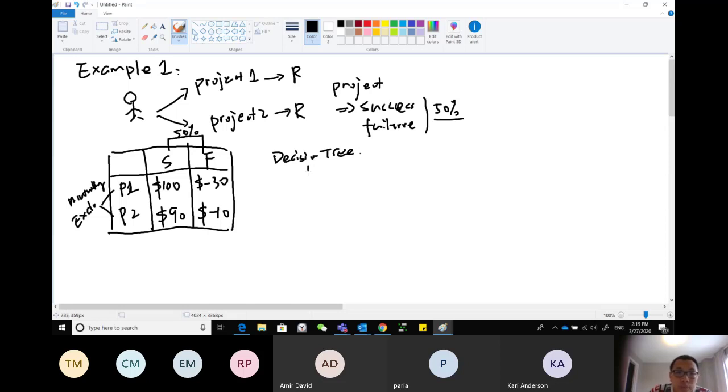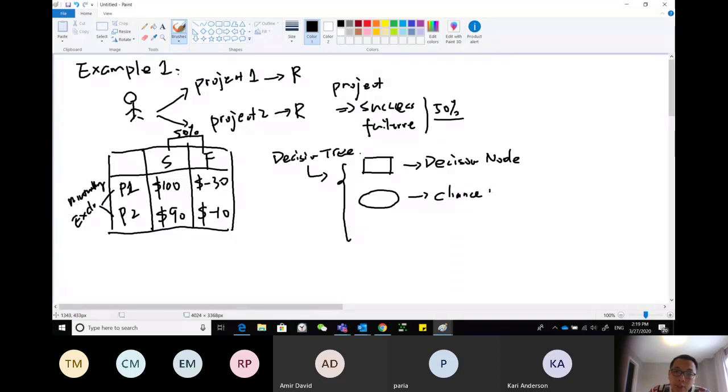So in the decision tree model, there are 3 components, right? The first component is a rectangular box. This is called decision node. Second type of node is called chance node. And then you have the lines that represent the branches. Branches. So those are the 3 components.